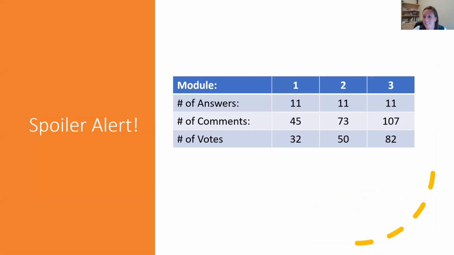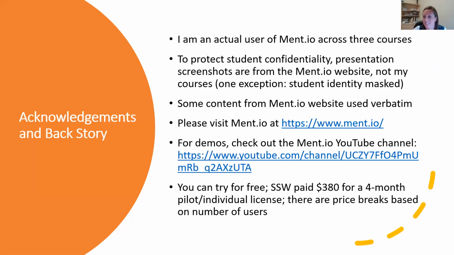So here's my spoiler alert. This is the kind of discussion I'm getting in real life, in real classes. These are 3-week modules, and look at the amount of engagement and how that increases over time. So I'm about to show you how that happens. This is, if this were a drug commercial, the fine print that we read really fast. I am really using it.